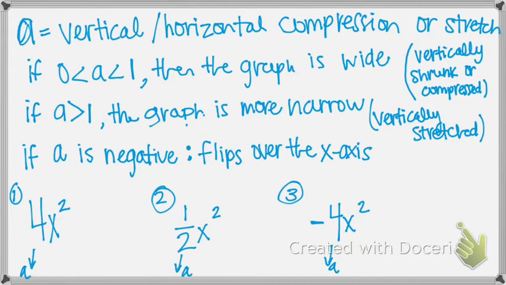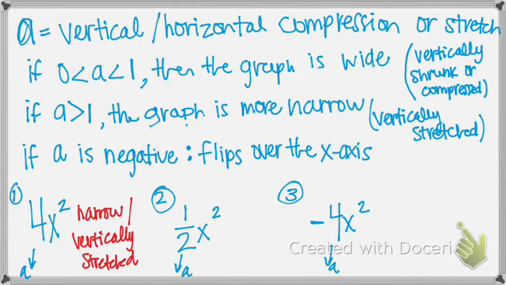So, this first one. A value is greater than 1 or between 0 and 1. It is greater than 1. Okay? Everybody agree? 4 is greater than 1? All right. So, this graph is going to do what? All right. Perfect. So I want you to write narrow slash vertically stretched. Now, those terms mean the same thing. Narrow is just a more laid back term. Okay?